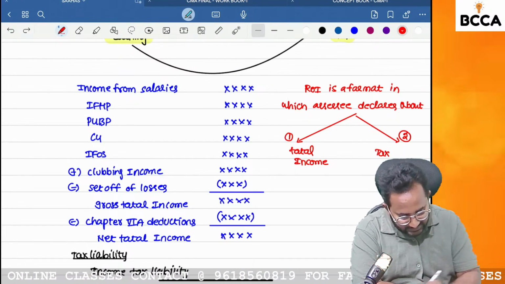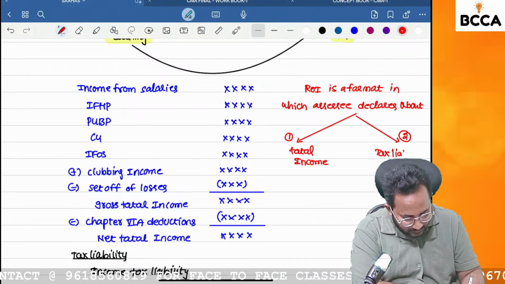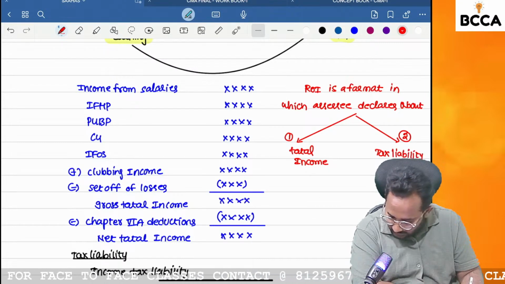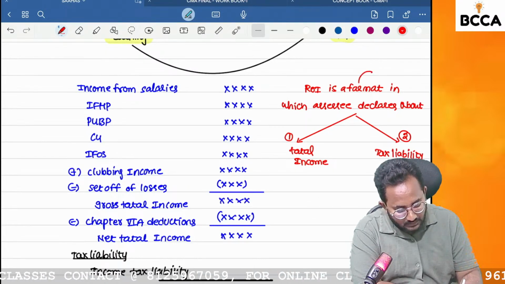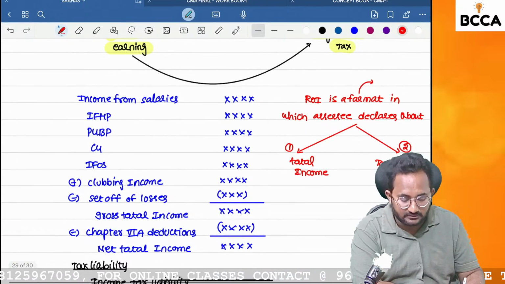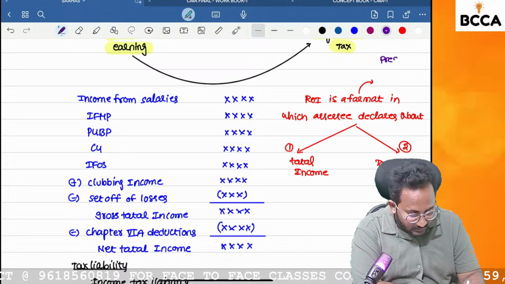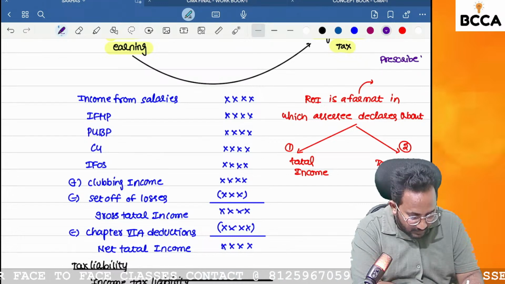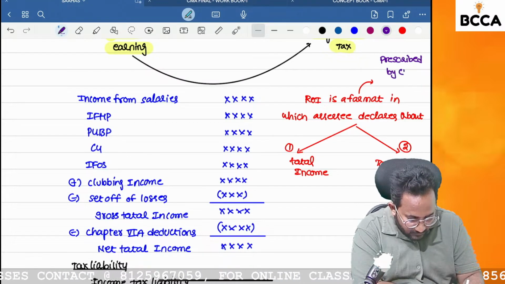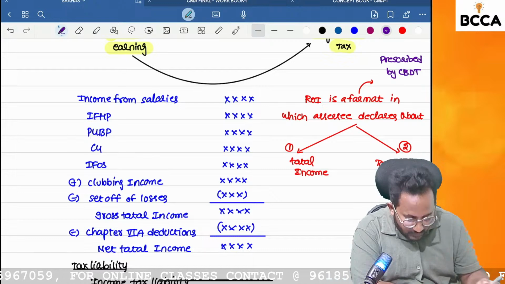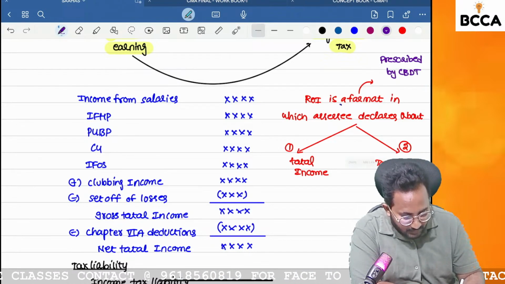Or we can say it as a tax liability. Okay, so these formats are not customized formats. These formats are prescribed by whom? CBDT.